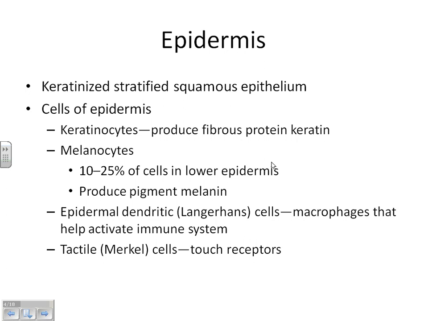Your epidermis is composed of keratinized stratified squamous epithelium. Now, we all know what stratified squamous epithelium is, right? Okay. We need to learn what keratinized means. To do that, we need to look at the 4 types of cells found in your epidermis.